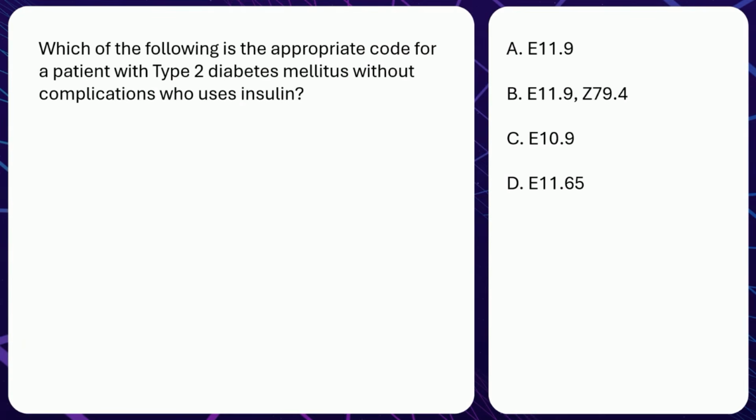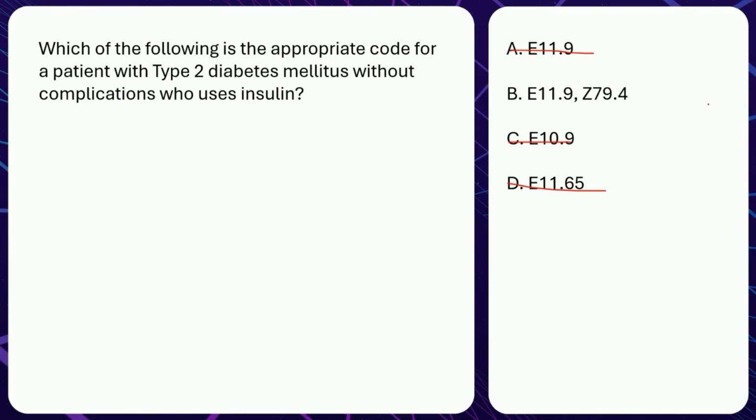Next question is, which of the following is appropriate code for a patient with type 2 diabetes without complications who uses insulin? So what did we say about patients who are using insulin? We need an additional insulin use code. So this is one where we could like process of elimination a couple of codes. Like if we just know off the top of our head that insulin use means that we need a code for insulin use, we could just go, oh yeah, it's not this one, it's not this one, and it's not this one. And we could pretty much eliminate that and go, oh yeah, it's E11.9, Z79.4.